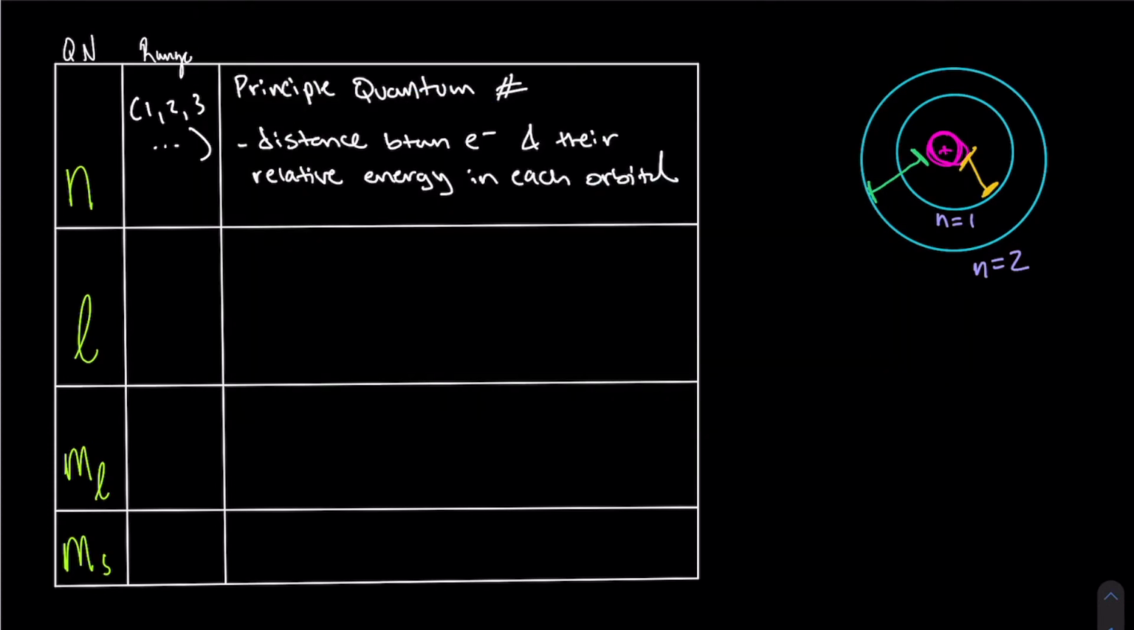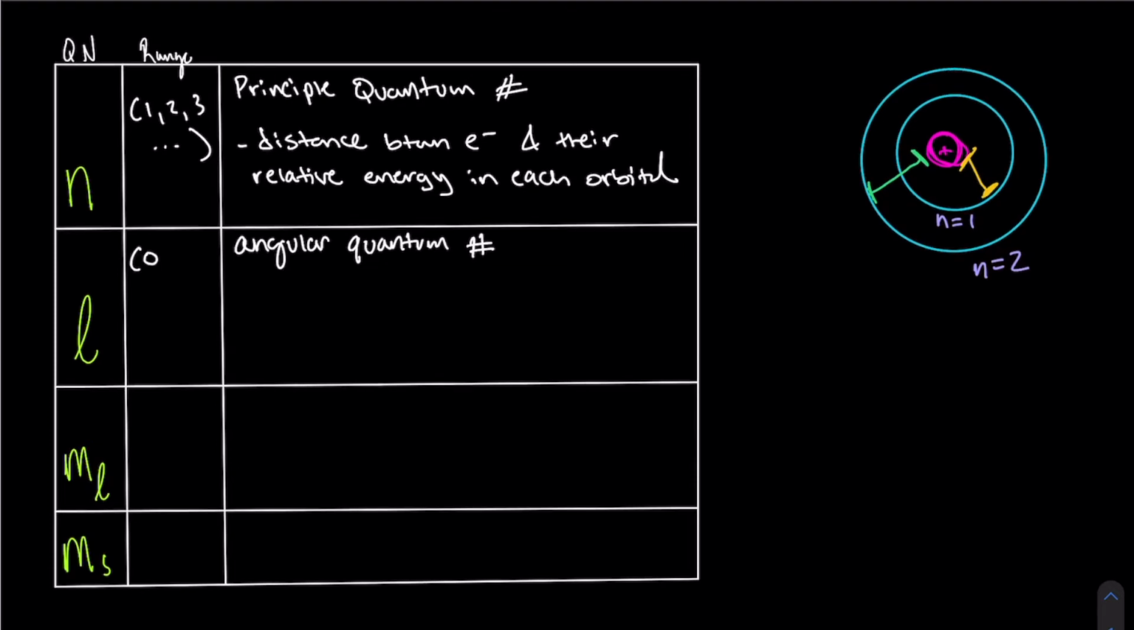Moving on to L, the angular quantum number. Its range is going to be from 0 to n minus 1. 0 all the way to n minus 1. So, for example, if you had a principal quantum number of 1, then your L values would be 0. If you had a principal quantum number of 2, then your L values would be 0 and 1.